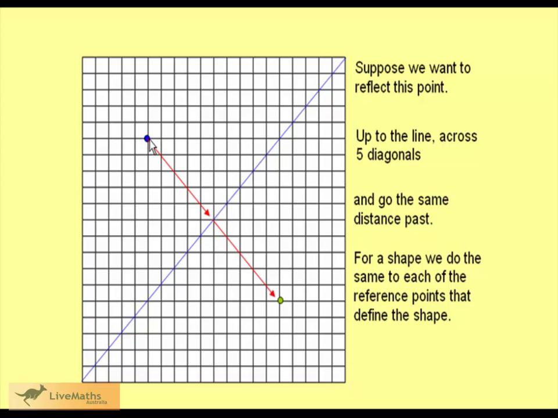If you took a piece of string and attached it to your nose, and attached it to the reflection's nose in the mirror, you'd find the piece of string would meet the mirror at a right angle. That's why when the mirror goes diagonal this way, we go up to the mirror diagonal this way.